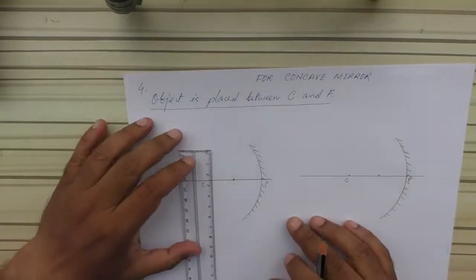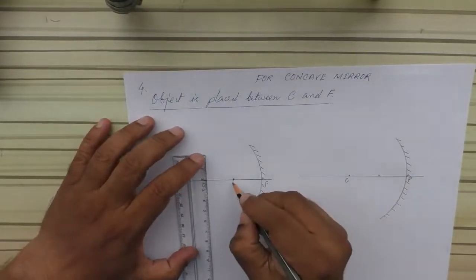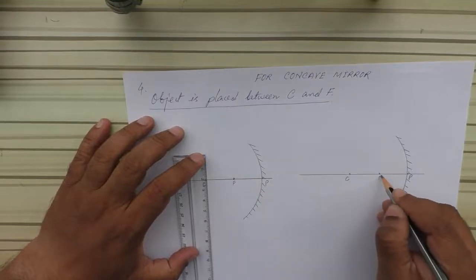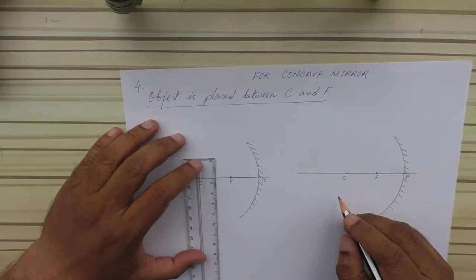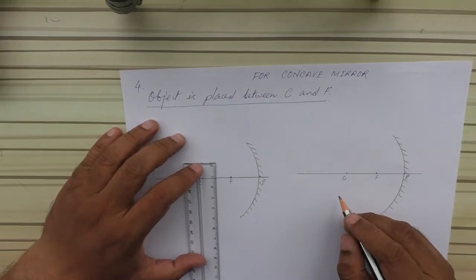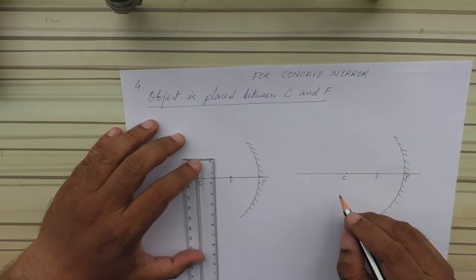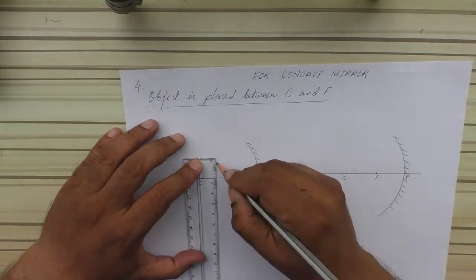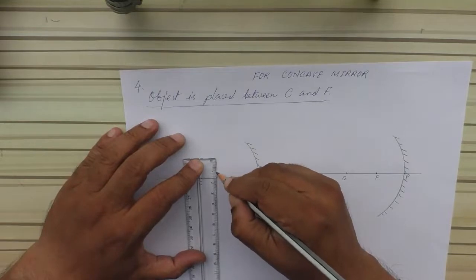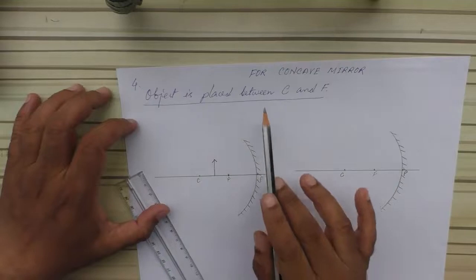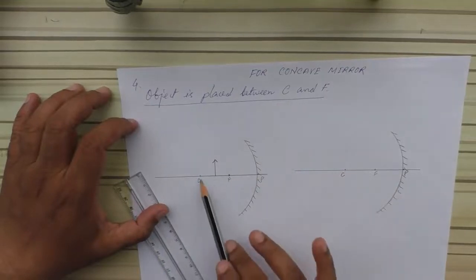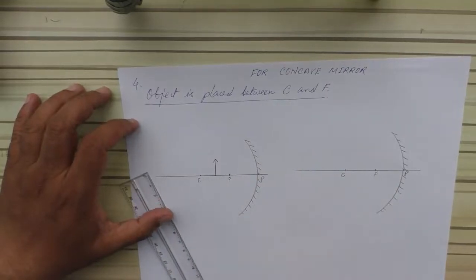Now the object is placed between C and F. This time, if you take a smaller object, it will be convenient for you to draw the diagram. So I am considering this as 1.5 centimeter. Here it is given between C and F, so you can place the object anywhere between C and F.